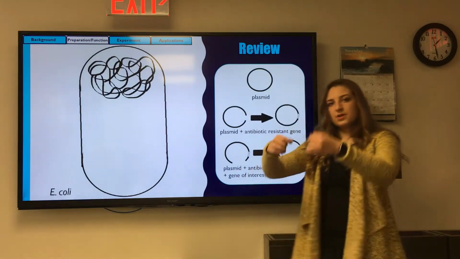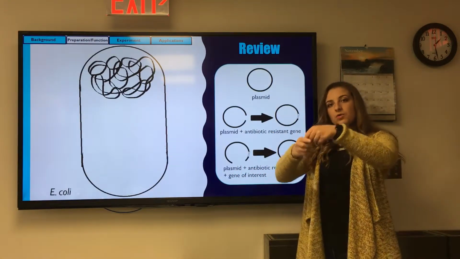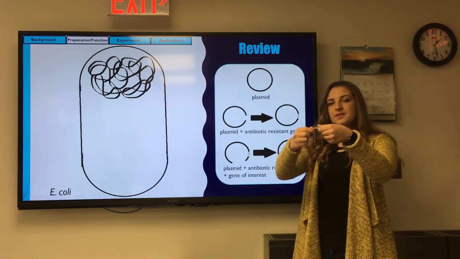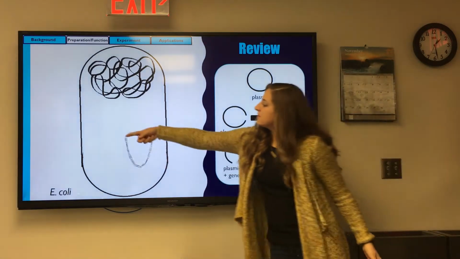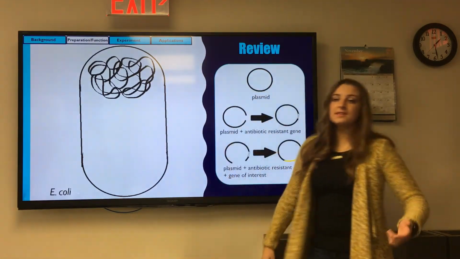In review, this paperclip circle represents a plasmid, the gold represents the gene of interest, and the white represents antibiotic resistance. It can then be inserted into the cell, and a useful product can be synthesized.